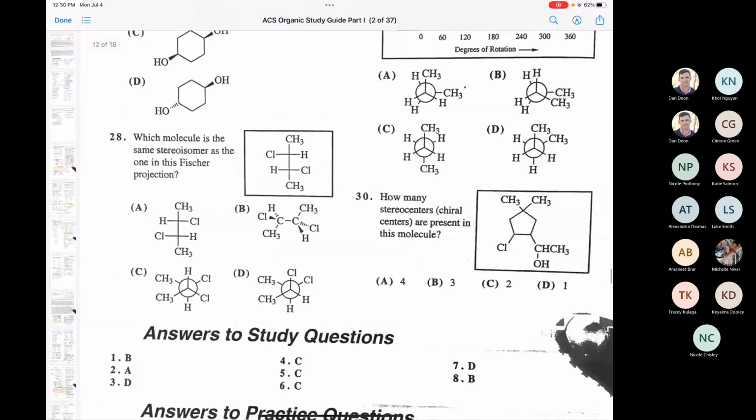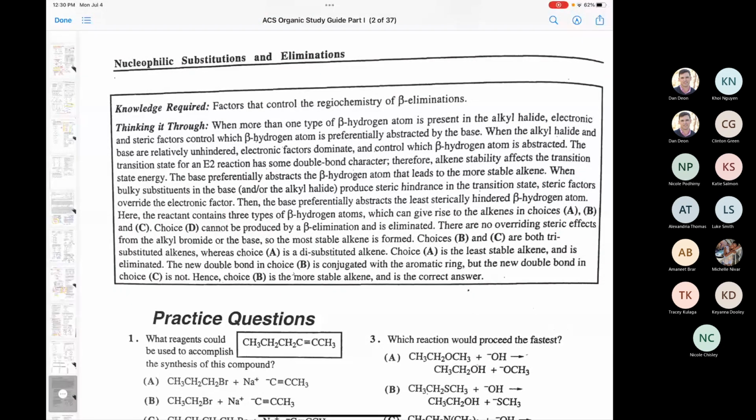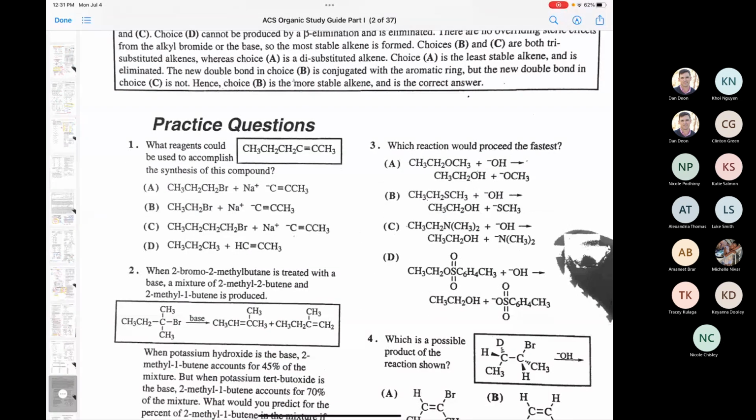Let's go to the next section, which is nucleophilic substitution and eliminations. I picked a lot of problems from this one too. Okay, so I thought we would start with question 1, I guess.